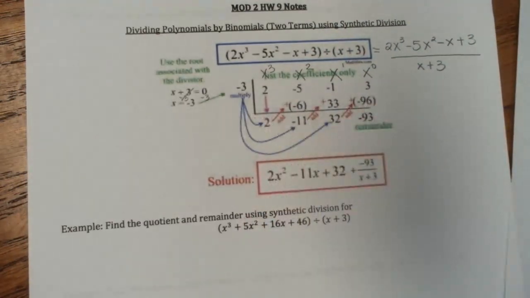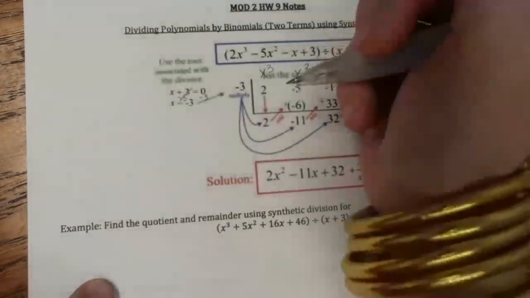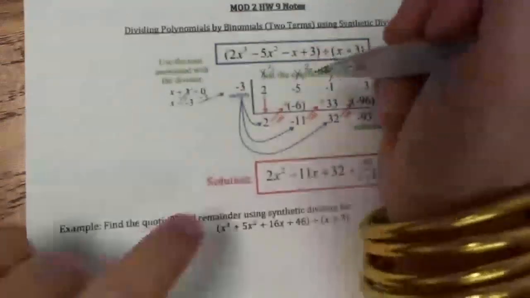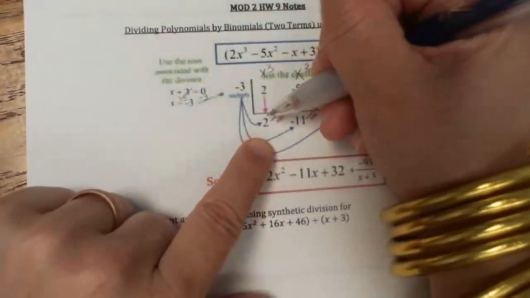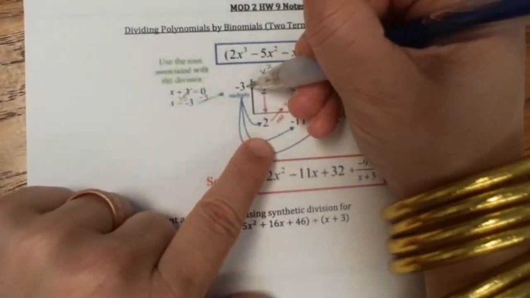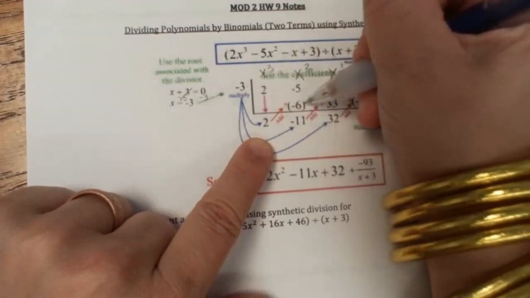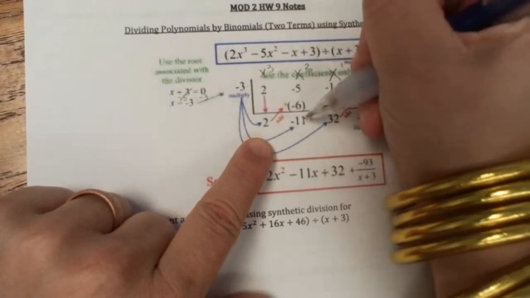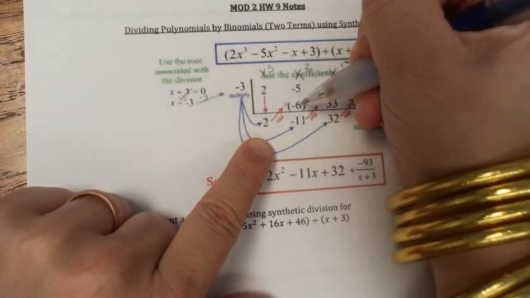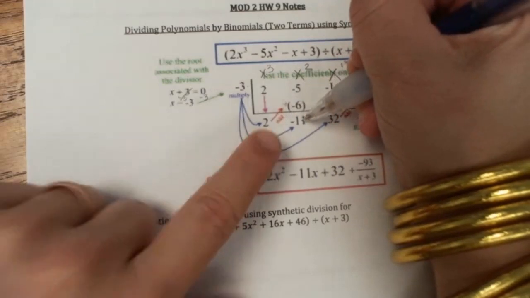Now, over here, we divided and subtracted. We're going to do the opposite here. Here we're going to multiply and add. So we brought down this 2. We're going to multiply this 2 times our divisor, so 2 times -3, which would give us -6. Then we're going to add down: -5 plus -6 would give us -11.